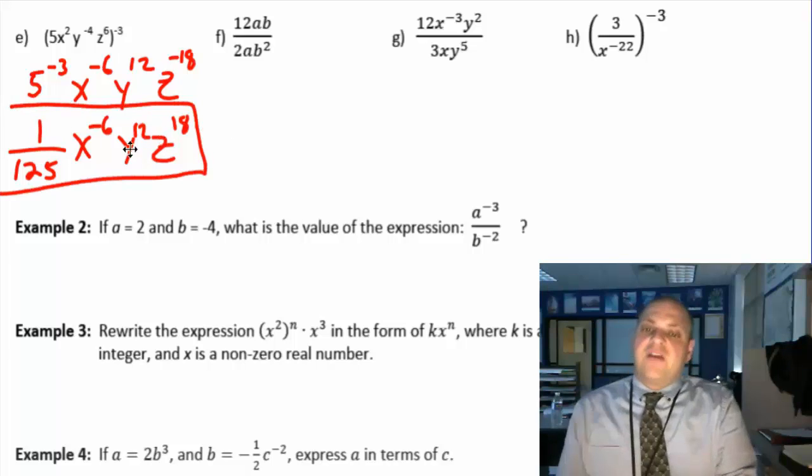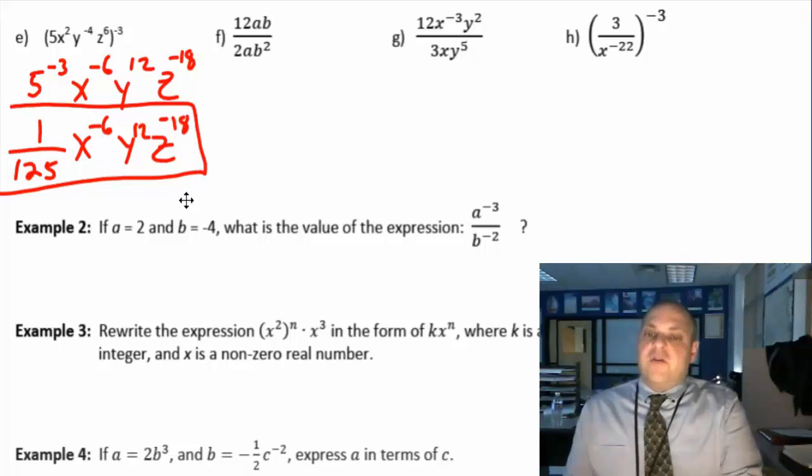If you want to get rid of the negative exponents, you move, this should be negative 18, sorry. And then we move these down. If we wanted to get rid of the negative exponents, we can move them down. That's not what they're asking us to do here.